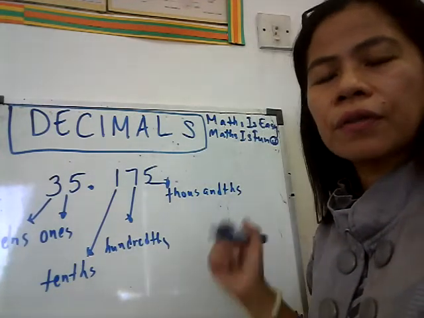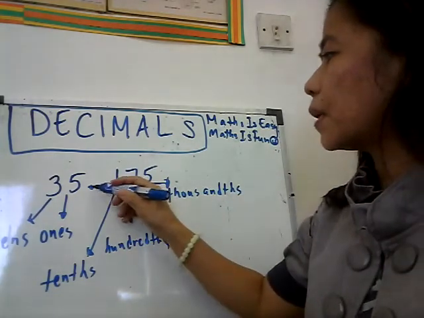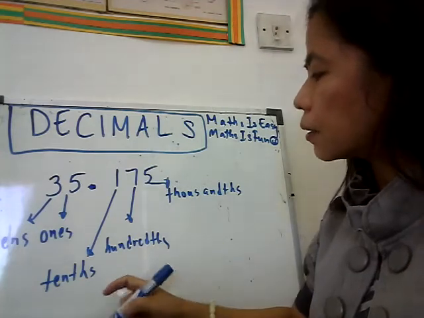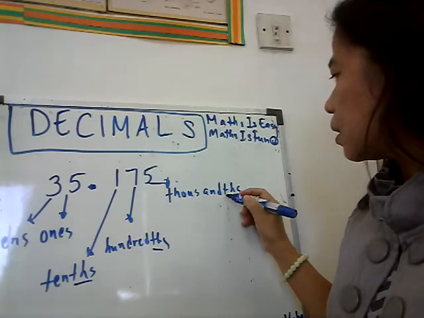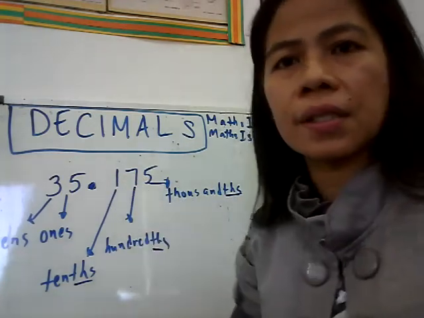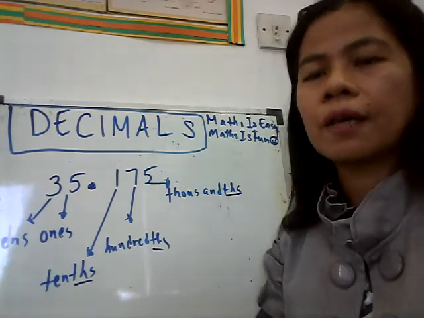After thousandths will be ten-thousandths. So take note that for the place value of decimals, there is the letters THS, and we start with tenths. There's no ones in decimals.